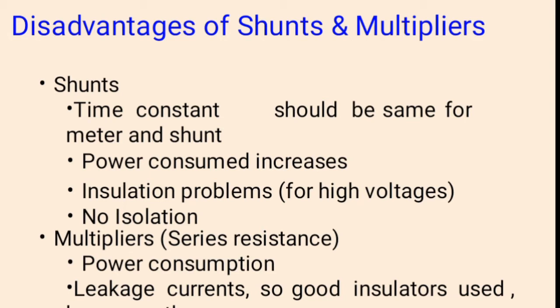Multipliers are series resistances which are connected to the voltmeter. Power consumption will be more if you connect a high series resistance with the meter. Leakage currents will be there. So good insulators are used, hence costly. No isolation will be provided for the voltmeter. Hence we are using CT and PT.